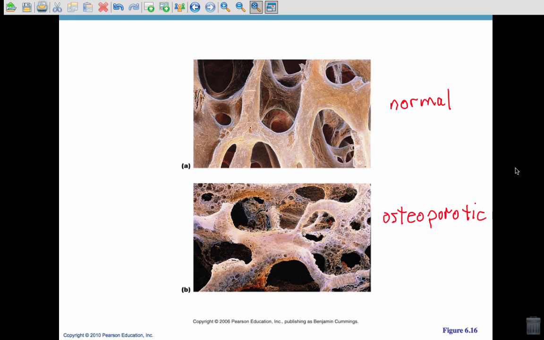So this is the end of the second precast on bone and skeletal tissue, focusing on bone development.